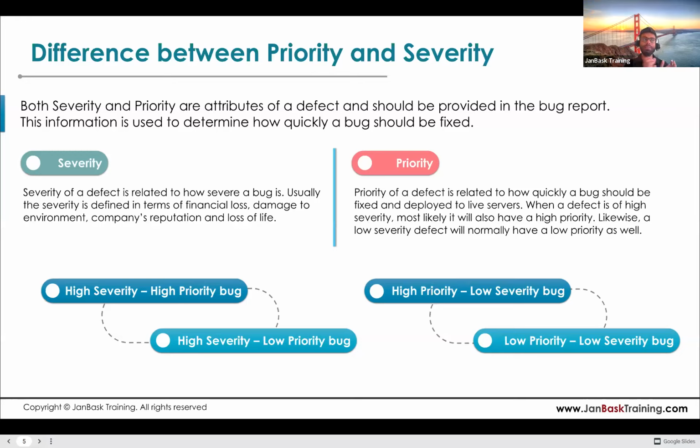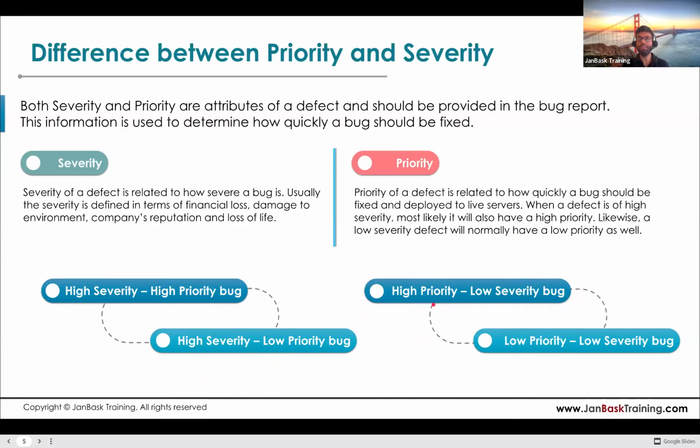Now the concept of severity and priority are interlinked. Okay, so let's take an example of a high priority and low severity bug. So what is a high priority low severity bug? This is also a very important interview question. They will ask you to give an example of a high priority low severity bug, and they will ask you to give an example of a high severity low priority bug. Okay, so let's talk about this.